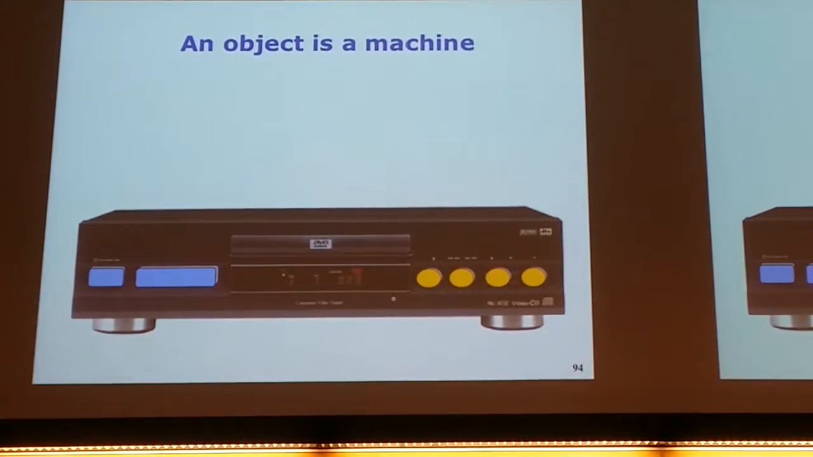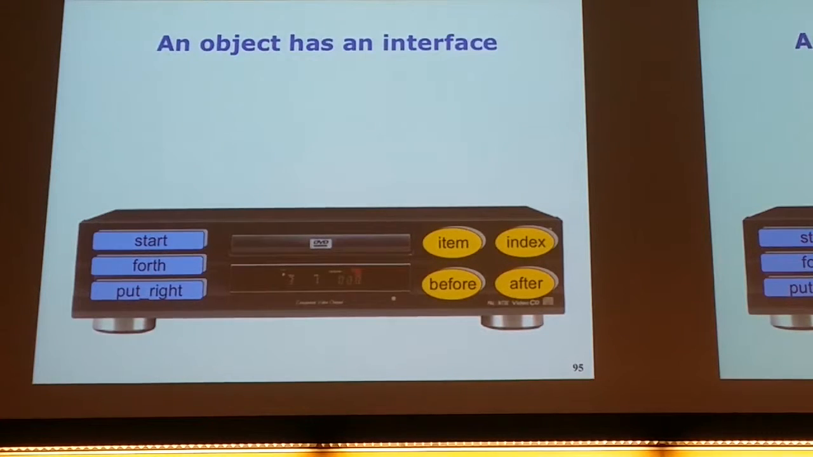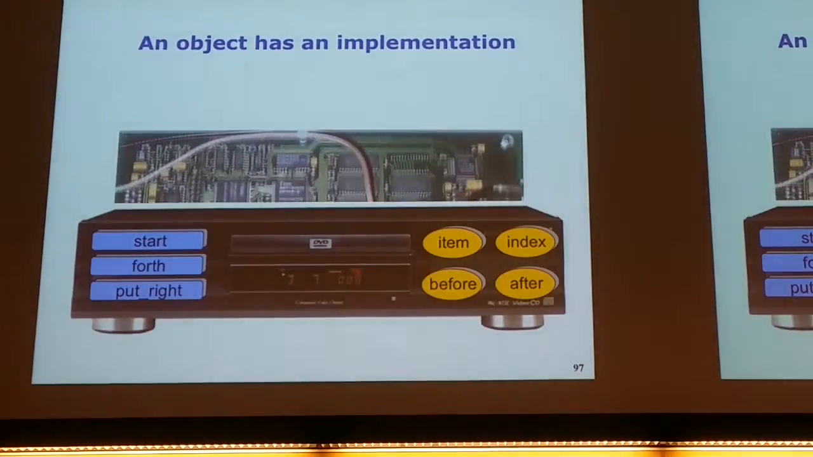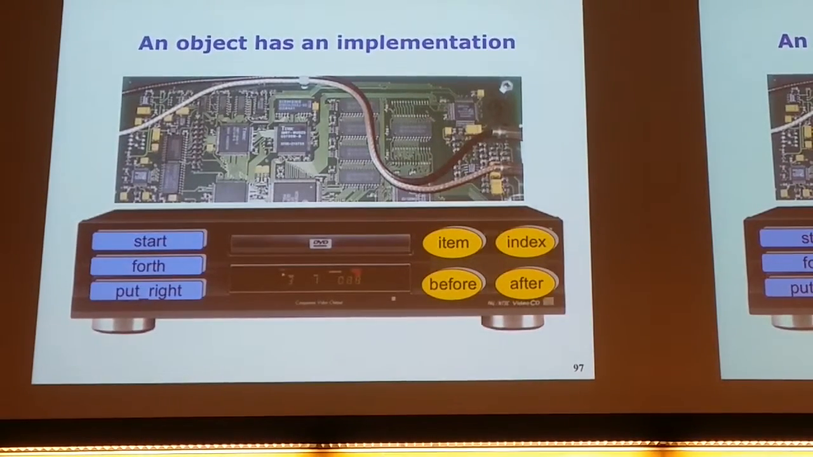Okay, so I think we are getting to the very end of these slides. So now, an object is a machine. So you can see that these are the interfaces. So you have no idea how this recording or DVD player is actually implemented, right? You have no idea. Just know the interface. And then, this is what's hidden from you. Okay, just to illustrate the idea.